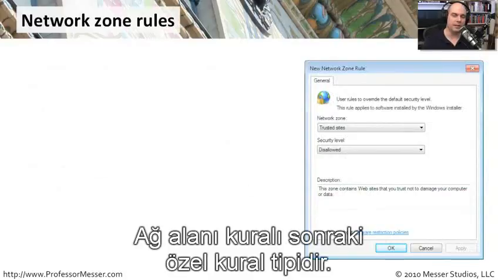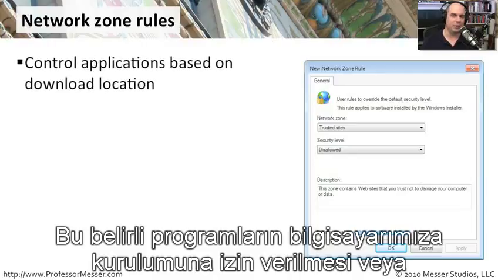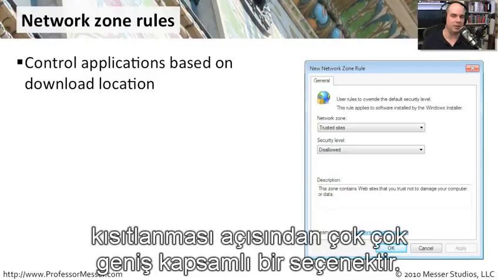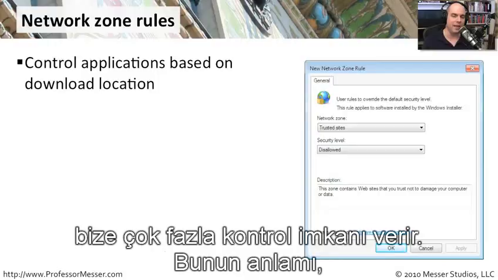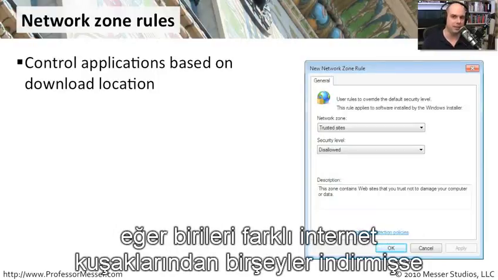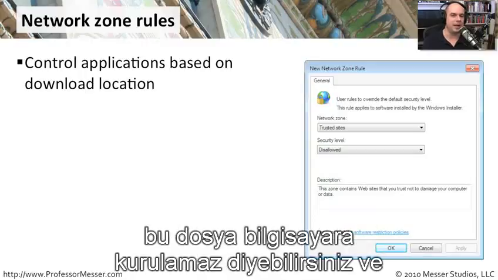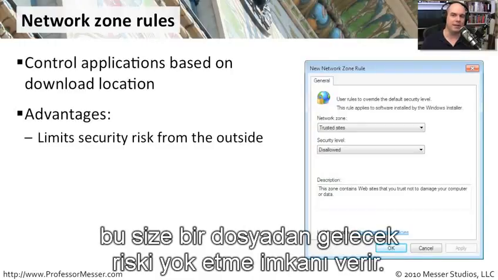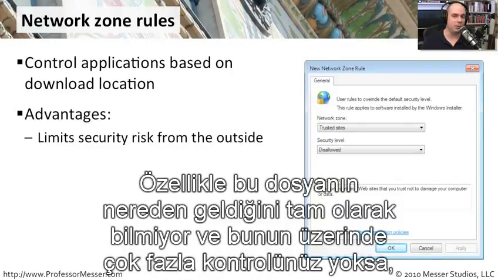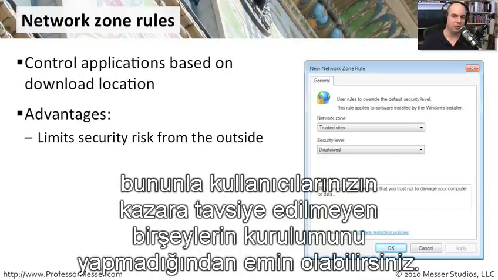The network zone rule is the next most specific rule type, but this is a very, very broad setting that we would use to allow or disallow certain programs to be installed onto our computer. And offhand, that sounds great. That is a lot of control to allow or disallow that based on what zone it came from. That means if somebody downloaded something from the internet zone, you could say that that file could not be installed onto a computer. And that allows you to really mitigate the risk you might have from a file that you don't know where it came from, you don't have a lot of control over it. You can make sure your users don't accidentally install something they're not supposed to.